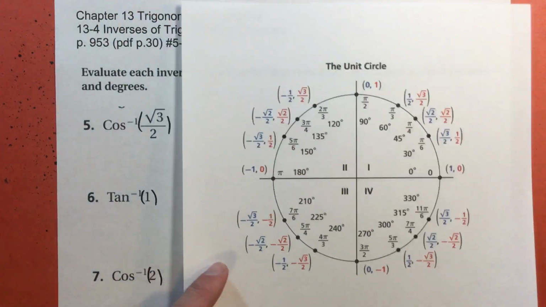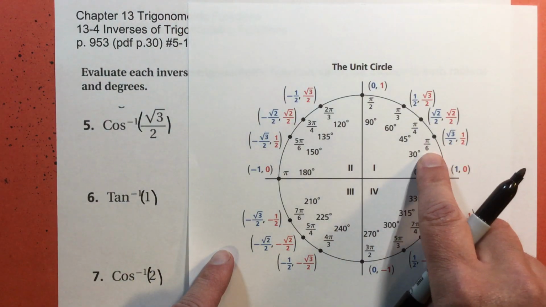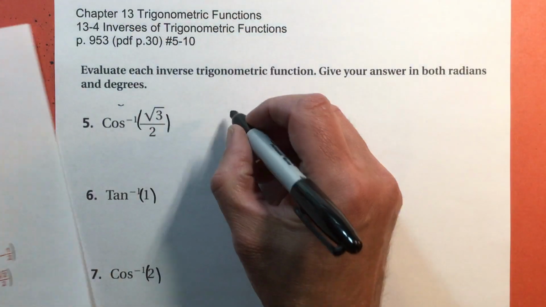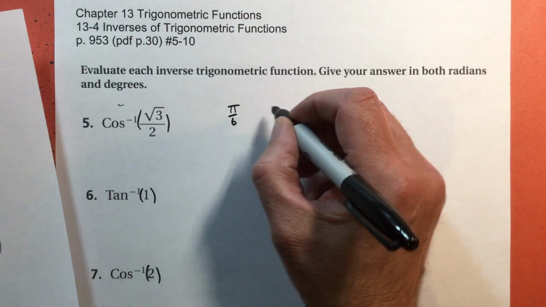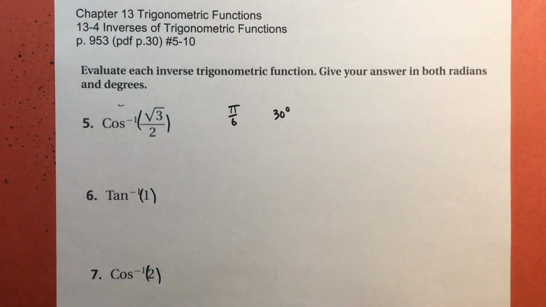So, whoops, let me put that back. Where was I? Square root of 3 over 2, pi over 6, also known as 30 degrees. And that's my only answer. And again, that's the same thing, just written in two different forms.